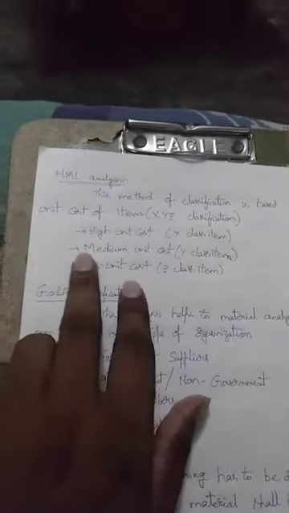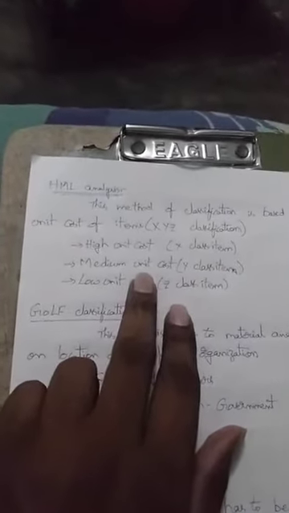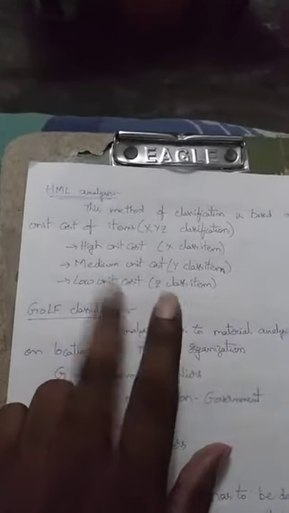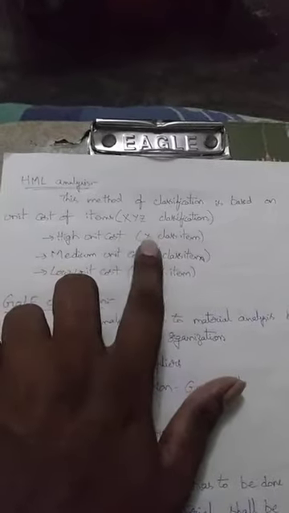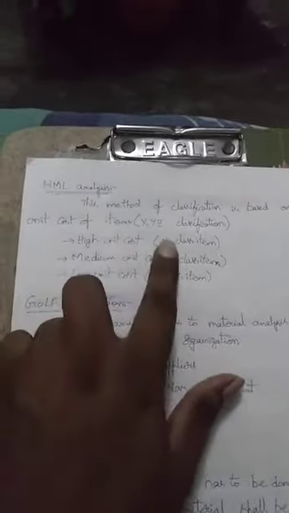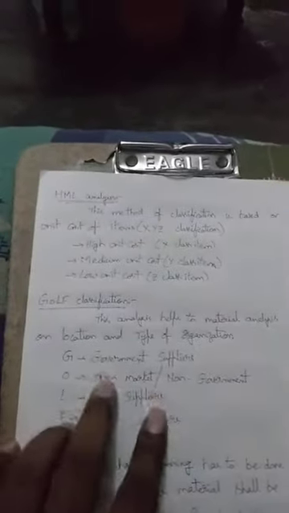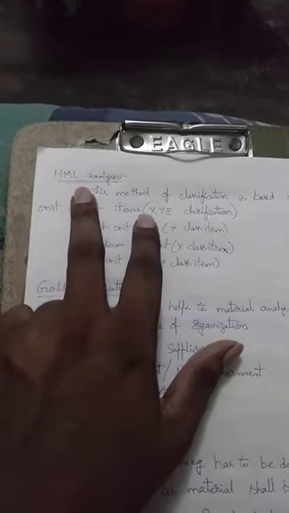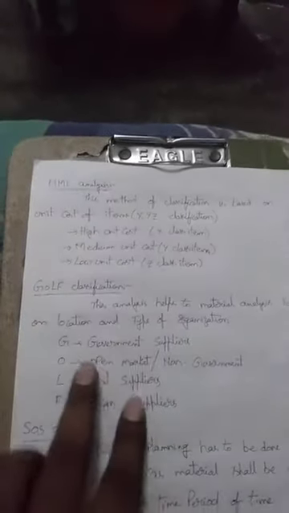So always, high-value raw materials have the H category, medium value falls under the M category, and very low-cost raw materials have the L category. These are also mentioned as X classification, Y classification, Z classification. HML analysis is also termed XYZ analysis. In some textbooks it is XYZ analysis, and for some materials it is HML analysis. Everything is common.